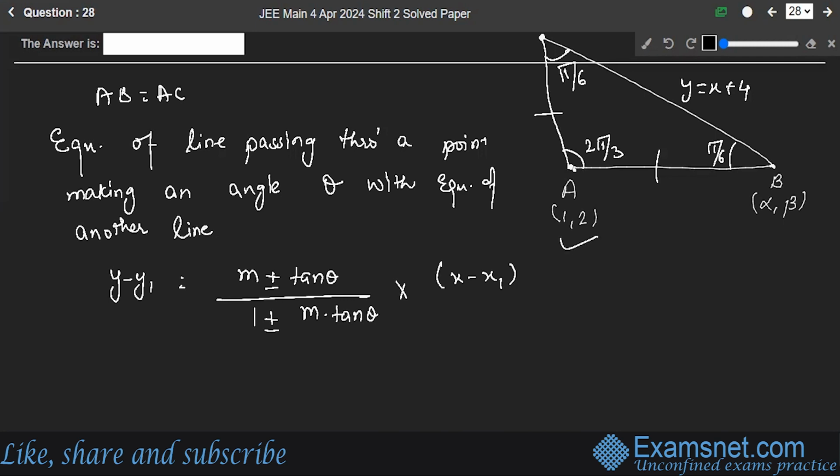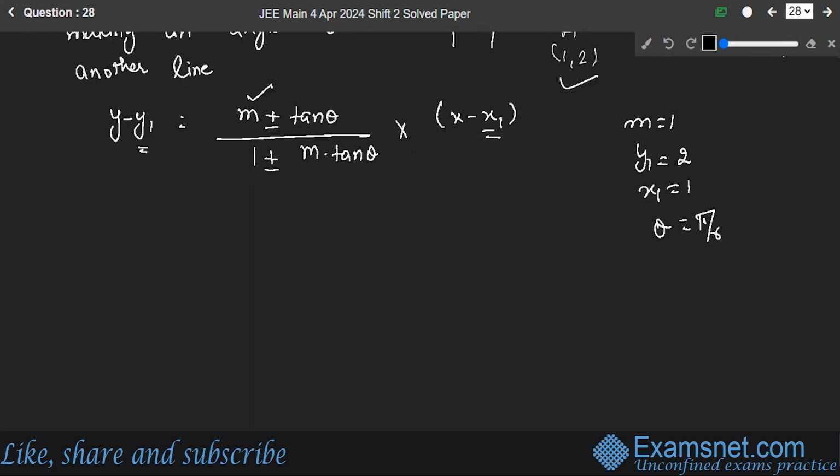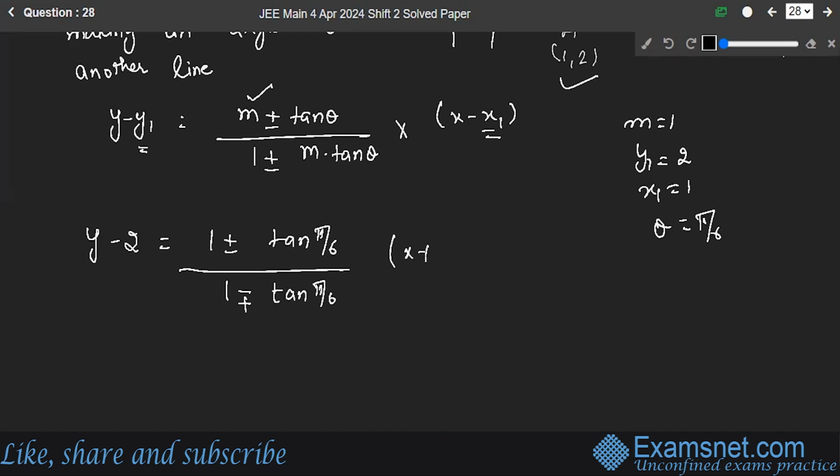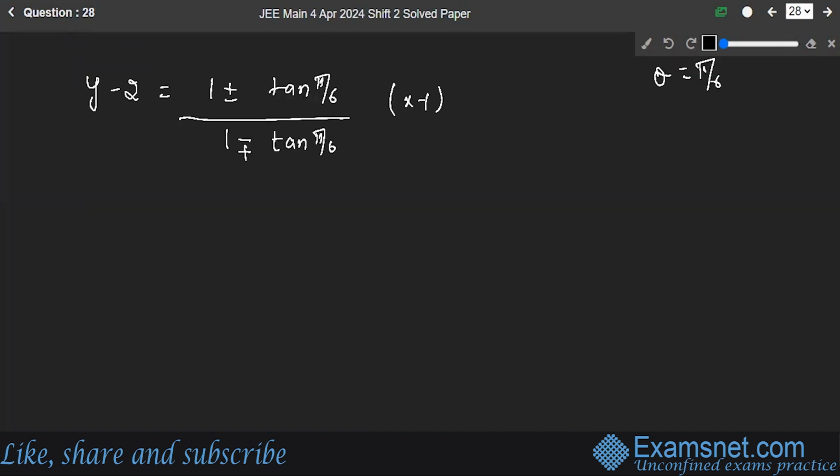Let's use this. We are having the point A as 1, 2. So x1 and y1 we already have as 1 and 2. M is the slope of this line. The slope of this line, M is equal to 1 in this case. Y1 is equal to 2. X1 is equal to 1. And theta is equal to pi by 6. Let's fill in the equation. You have y minus 2 is equal to 1 plus minus tangent of pi by 6 upon 1 minus plus tangent of pi by 6, into x minus 1.